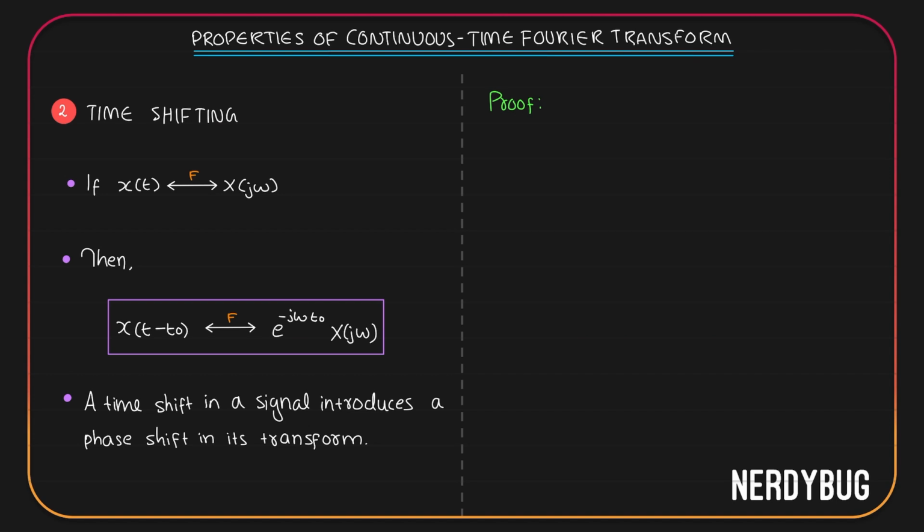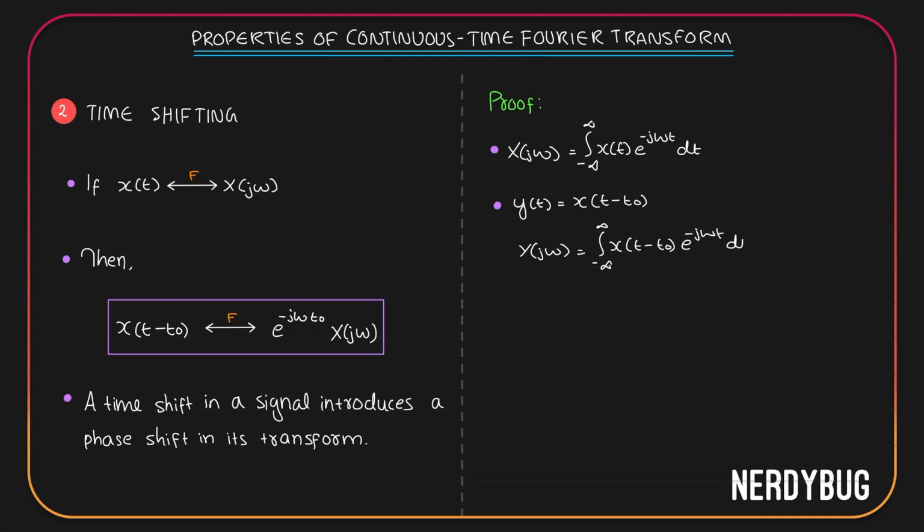Let's prove this. We know x of j omega can be written like this, integral from minus infinity to infinity x of t e raised to minus j omega t dt. Let us take y of t to be the time shifted version of x of t, that is x of t minus t naught. Then we can write y of j omega like this. It will be integral from minus infinity to infinity x of t minus t naught e raised to minus j omega t dt.